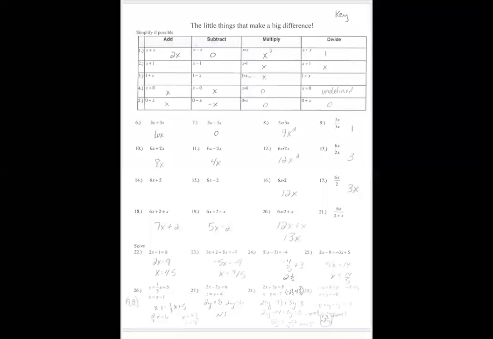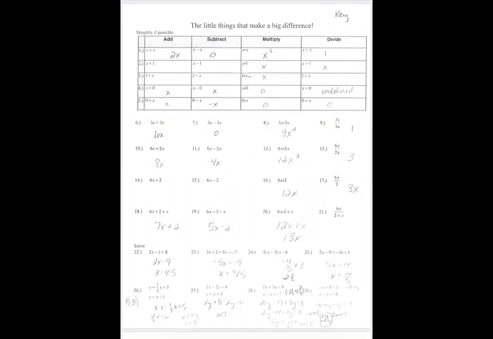For the third row, we have addition with 1 plus x. Again, you cannot simplify that. Just like row 2, they are not like terms. Addition is commutative, so x plus 1 is really the same as 1 plus x. Neither of those can be simplified.